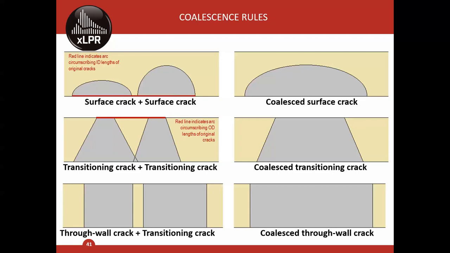So this slide and the next slide will provide a summary of the coalescence rules, showing the resulting flaw shape of the coalesced crack, given the two input flaw shapes. Additional rules exist for defining the coalescence distance, which is the distance between two cracks before they coalesce, as well as the resulting geometry of the coalesced crack, including the inner half-length, the outer half-length, and, if applicable, the depth. And so here you see that two surface cracks coalesce to form another surface crack. Two transitioning cracks coalesce to form another transitioning crack. And two idealized through-wall cracks coalesce to form an idealized through-wall crack.